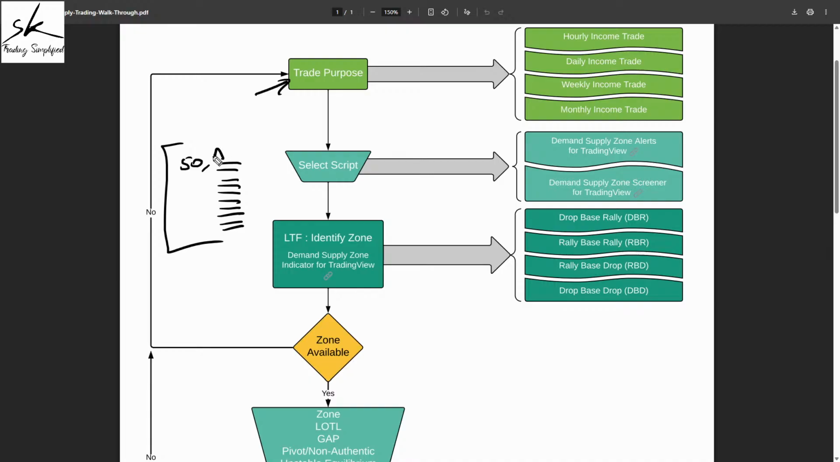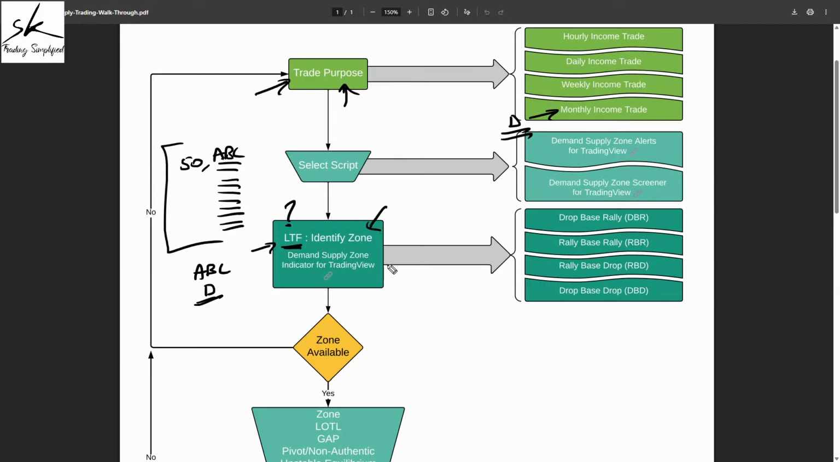So let's assume that the very first symbol on this was ABC. So on ABC, we need to go to the lower time frame. So now the question is, what is my lower time frame? We got the answer from our step number 1, that as a monthly income trader, my lower time frame will be daily. So on ABC, I'll go to the daily chart, and on the daily chart, I need to identify a zone.